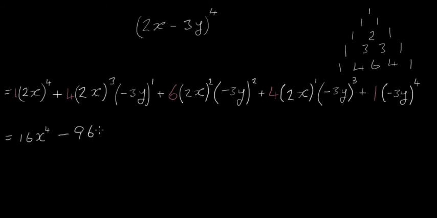So now what else have we got? Now we've got to do the letters. So let's do the letters individually. We've got an x here, and we've got to cube it. So that's just going to be x cubed. We've got a y here to the power of 1, so that's just going to be y. So all of this simplified is just going to be minus 96 x cubed y.